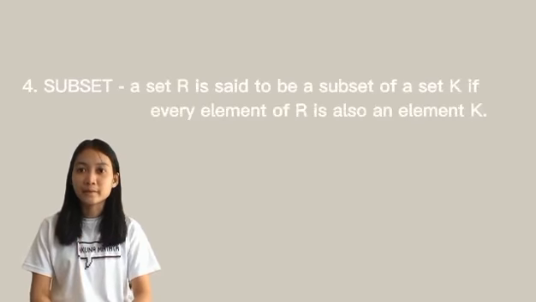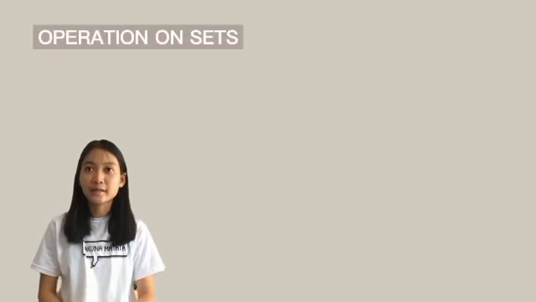Fourth is the subset. A set R is said to be a subset of the set K if every element of R is also an element of K. And now we are on operations on sets.